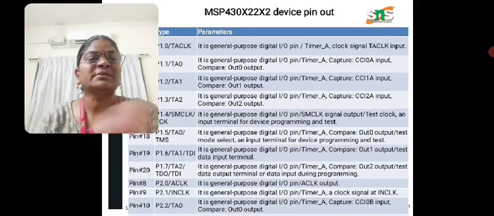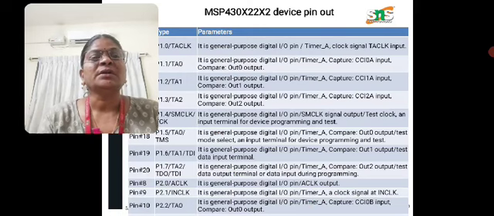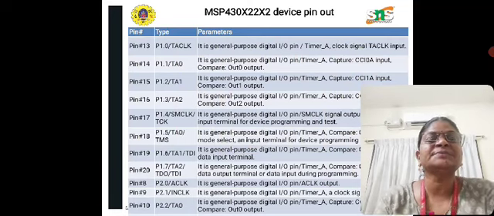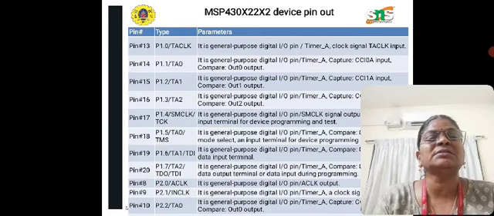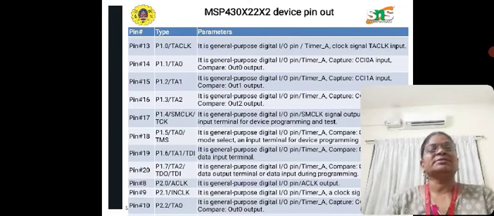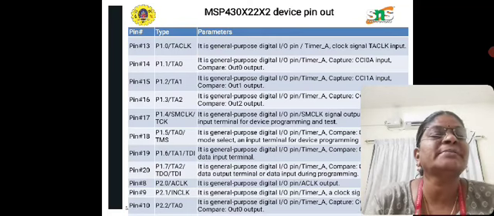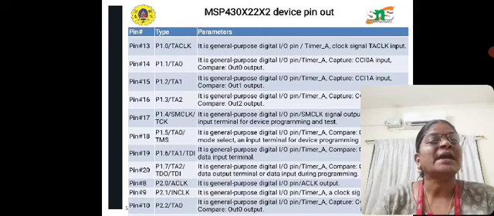Here I can show a summary of the pin types, with pins numbered 1 to 20. The main pins can be explained periodically, in ascending order. Pin 13 is a general purpose digital input output pin, with the timer A clock signal TACLK input. And pin 14 is a general purpose digital input output pin, timer capture CCI0A, that is compare output with output.